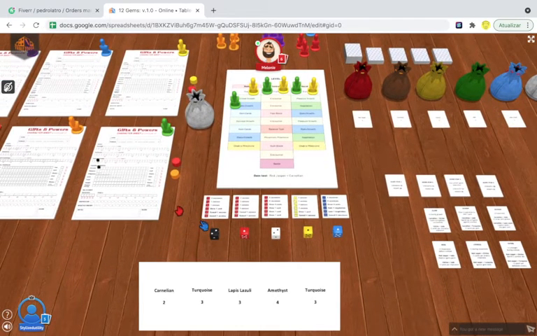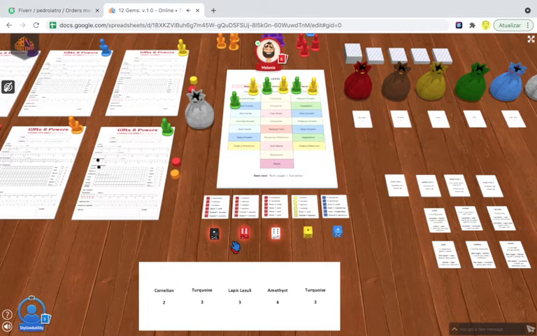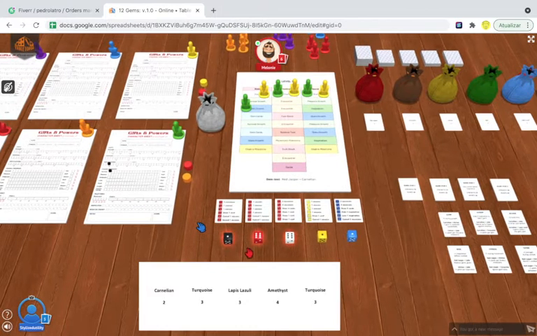Your turn. Okay, you have one success or drawing one card. I need to try to get into the success business. That's all I'm gonna get.